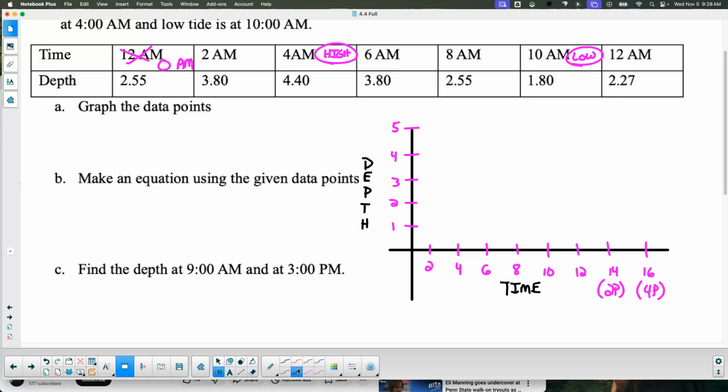2.55 here at hour 0. Hour 2, 3.8. Hour 4, 4.4. Hour 6, back to 3.8. Hour 8, 2.55. Hour 10, 1.80. Noon, 2.27. Agree with me on that graph so far.